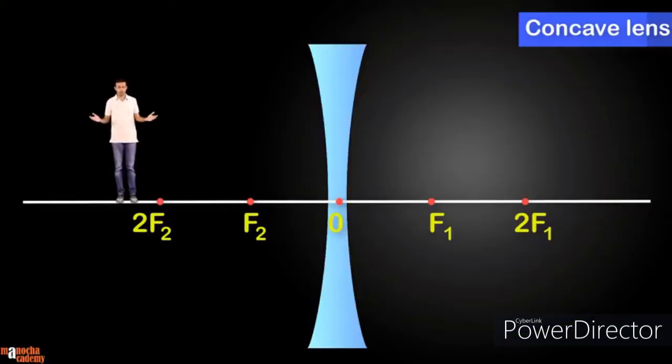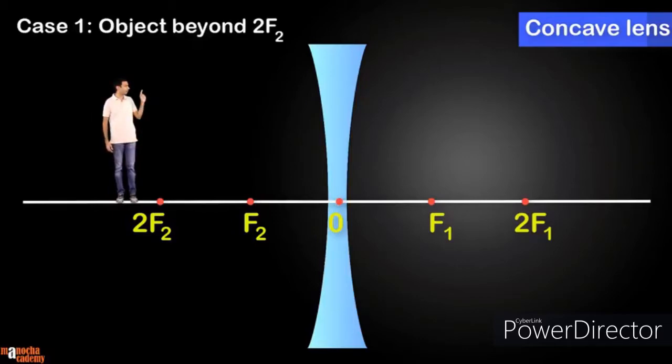Here I am on the principal axis at a certain distance from the concave lens. Again, we need to take the light rays from the top of the object. So from my head. Remember, we need to use 2 out of the 3 rules.